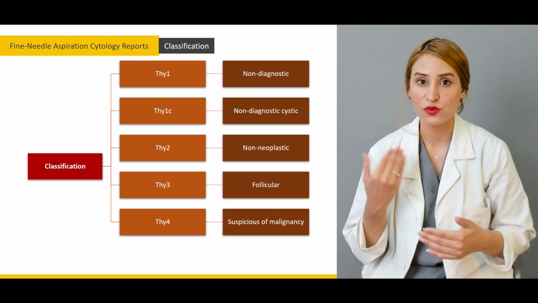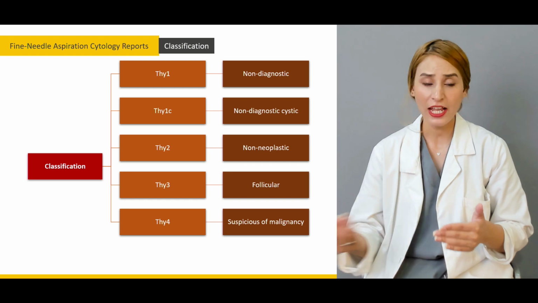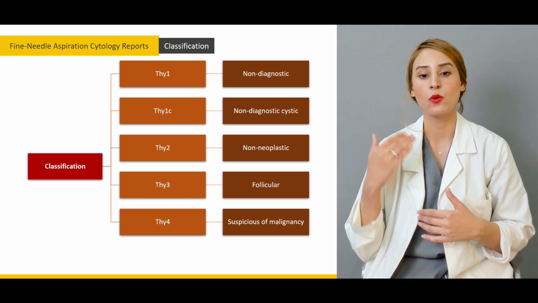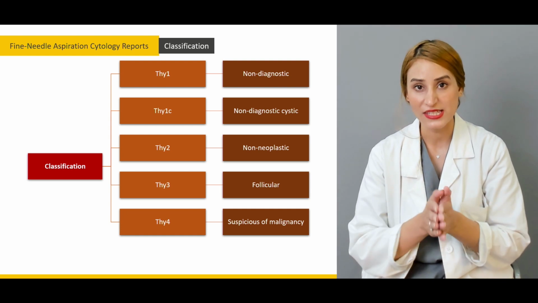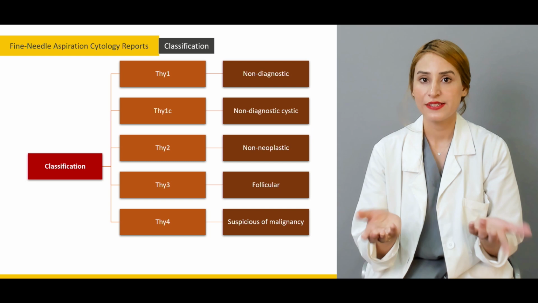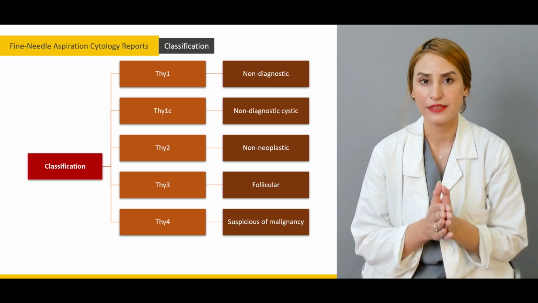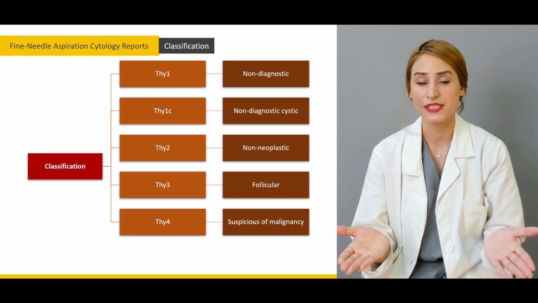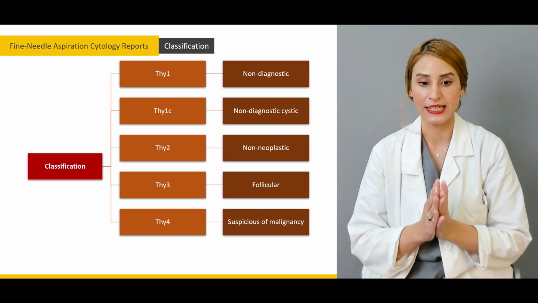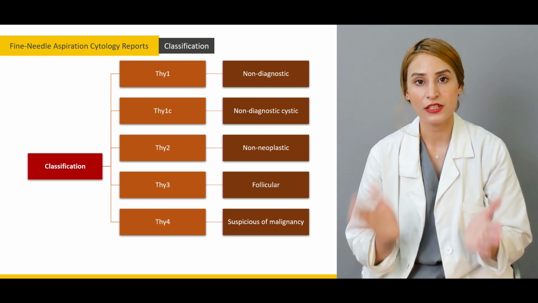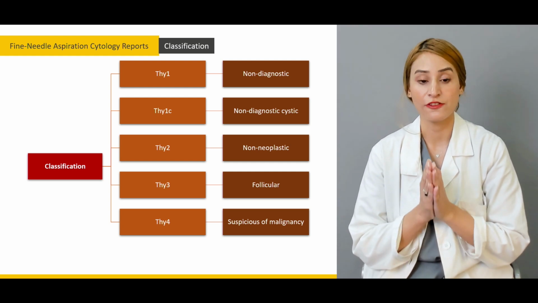This is THY1, which means it's a non-diagnostic FNAC, or if it is THY1C, it's non-diagnostic, but the swelling or the nodule was cystic in origin and there's no suspicion of malignancy. If it is THY2, there is no suspicion of malignancy. It's a non-neoplastic lesion, and you can manage it accordingly. And THY3 is follicular, or THY4 means there is a suspicion of malignancy.